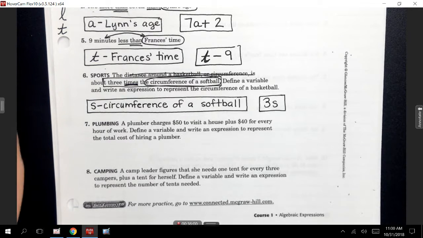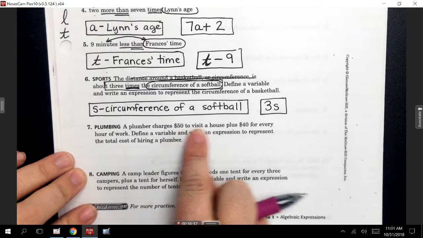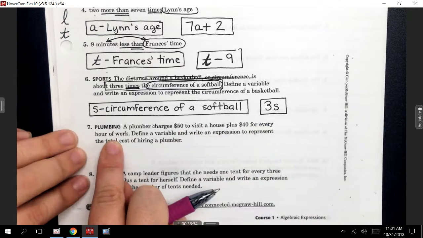Guys, number 7, real life situation here, okay? A plumber charges $50 to visit a house. So that means just for them to come to your house, it's $50. Plus $40 every hour of work. This is real life, guys, and that's not even an expensive plumber. Last time my husband and I had one come, it was $100 just for them to come to our house. That was without anything else, okay? So, plumbing is a really good field, all right? $50 to visit a house plus $40 for every hour of work.